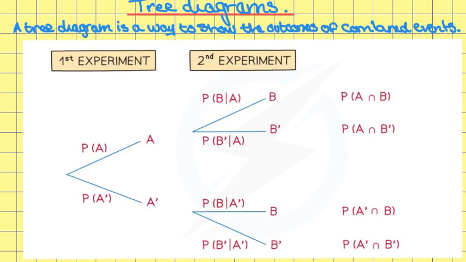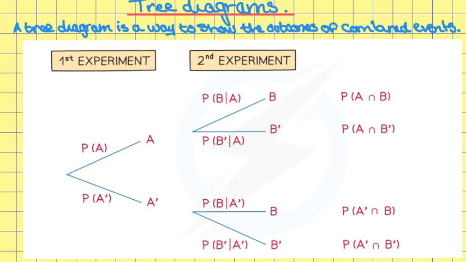In this video, we'll be looking at tree diagrams and how they can be used to solve probability questions. A tree diagram is a way to show the outcomes of combined events. If you look at the tree diagram drawn below, we have two events or two experiments that have happened.